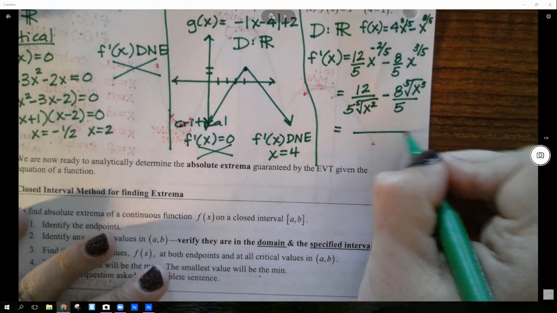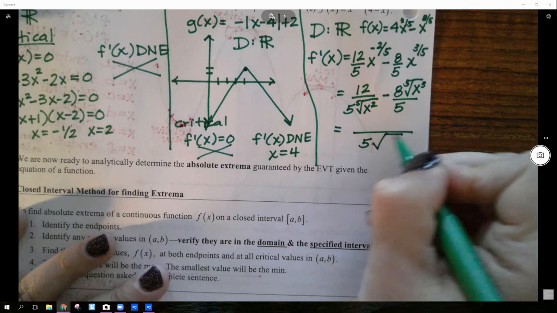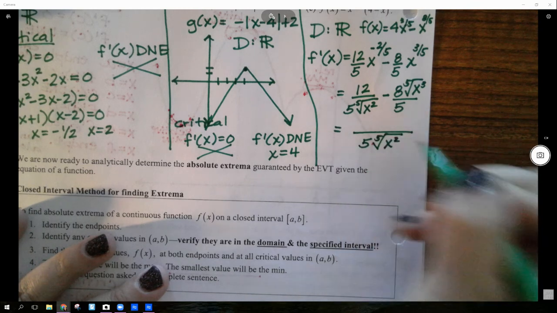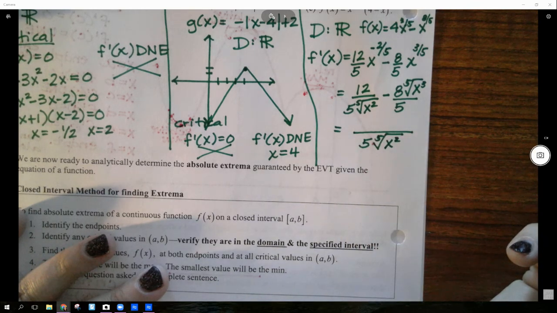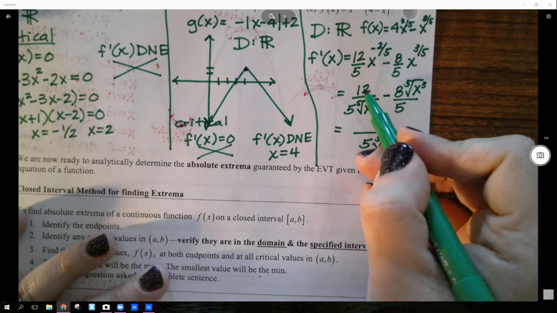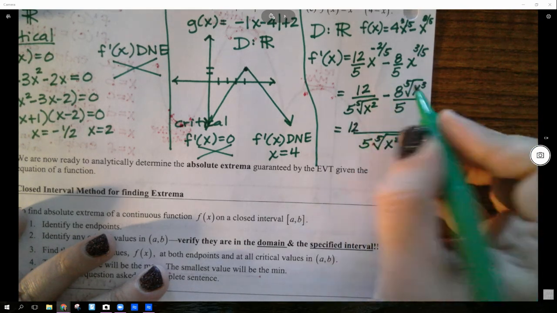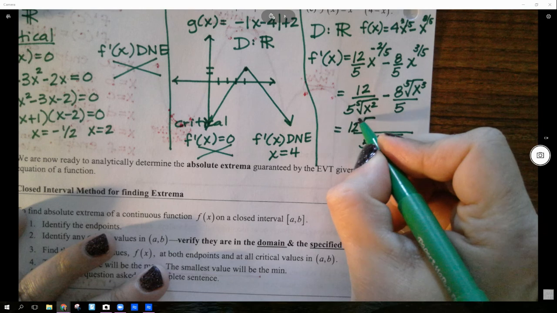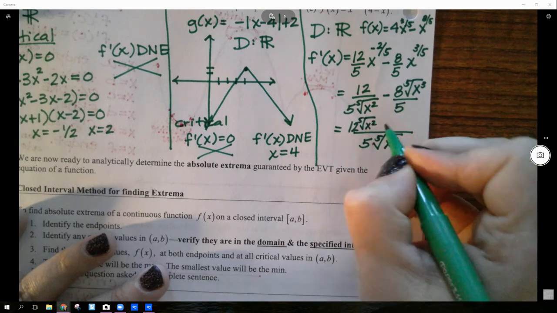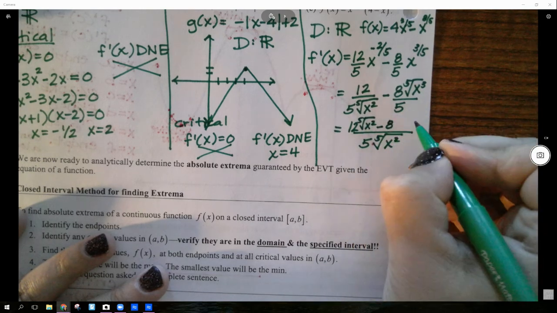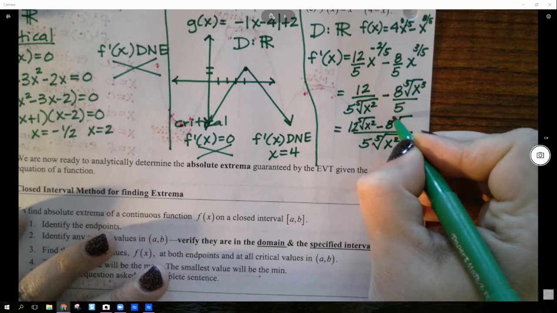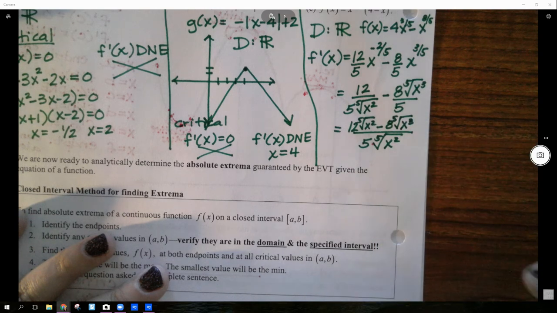We need to have a 5 fifth root of x squared as the common denominator. So that means we need to multiply this 12 by the fifth root of x squared, and then this would be minus 8 fifth root of x cubed.